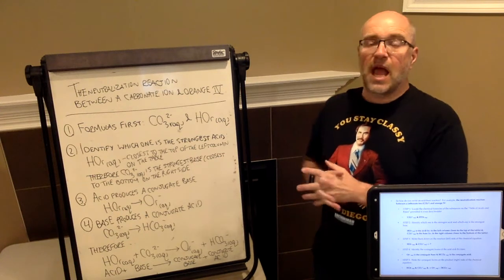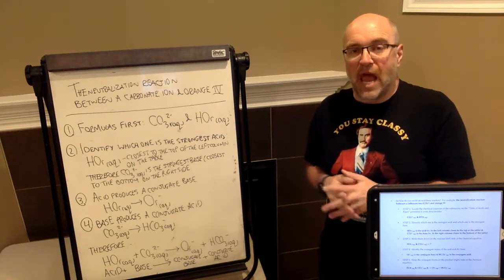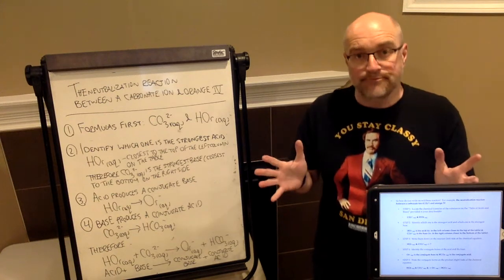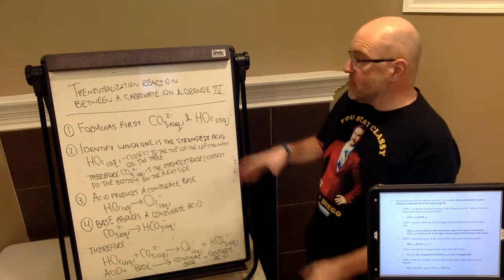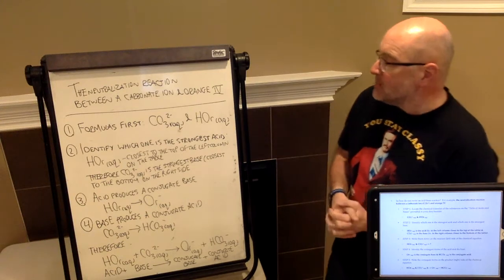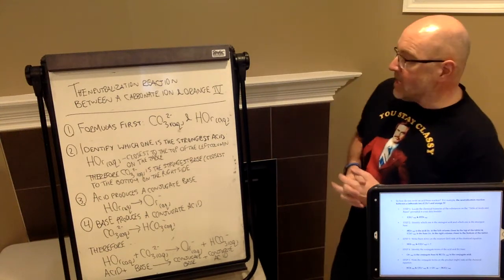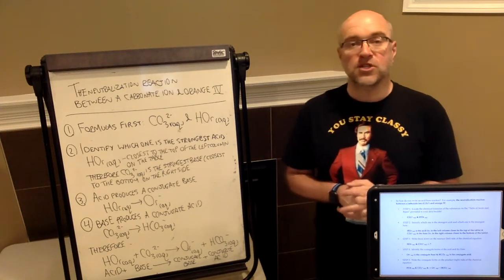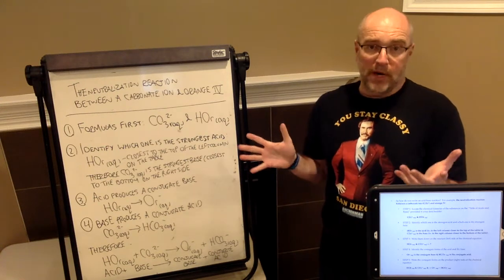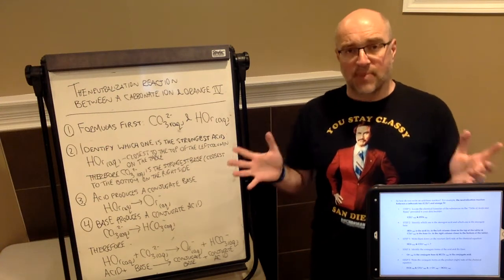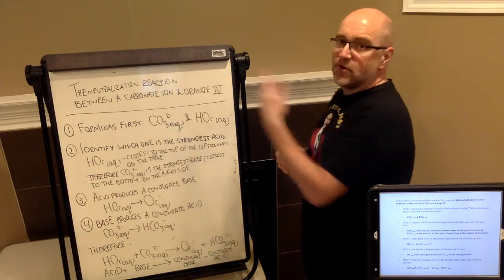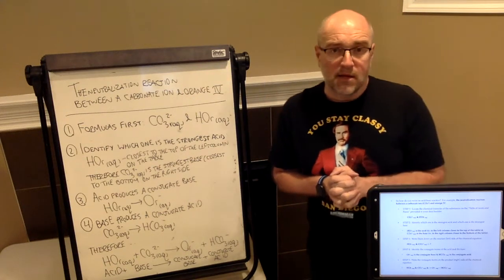What you're going to have to be able to do at some point is, you might get a word equation for an acid-base reaction. In this case, I've got a neutralization reaction between a carbonate ion and a substance known as orange 4. At this point, if you're not an acid-base expert, it's going to be very difficult to determine what the acid is.